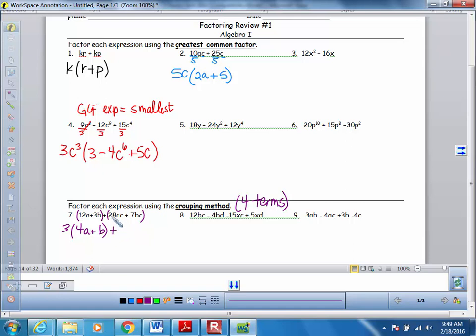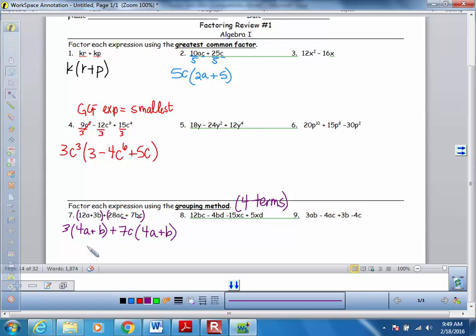Then I bring down my plus sign. If I think about the factors of 28 and 7, I know that 7 can go into 28, so 7 would be my greatest common factor. Then I have an AC in this one and a BC in this one. So the letter they have in common is C, so I'm going to pull C out. That leaves me with 28 divided by 7 is 4. I didn't do anything with the A, so I bring that down. 7 divided by 7 is 1. And then I didn't do anything with the B, so I bring that down.